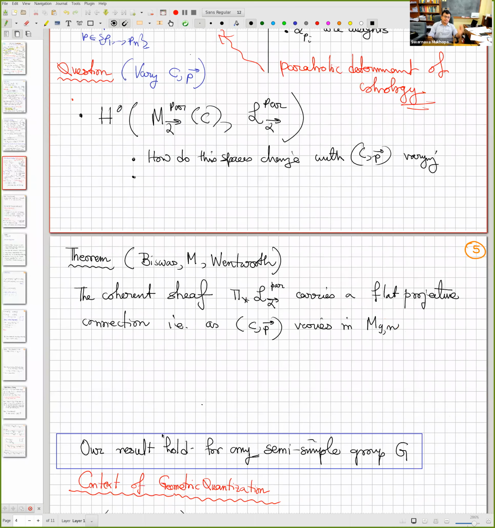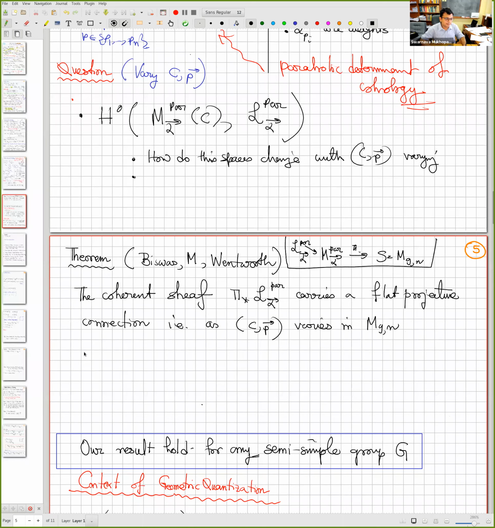The theorem is saying that if you look at the coherent sheaf, where pi is the relative parabolic moduli space, you can think of them as the moduli space of curves. If you want to think of them as M_{g,n}, that's fine. On top of this, you have a line bundle, the relative line bundle, call it M_G alpha, and this is pi. So this is the setup, and what we prove is that the coherent sheaf, when you push it forward, carries the natural structure of a twisted D-module as C, P varies.